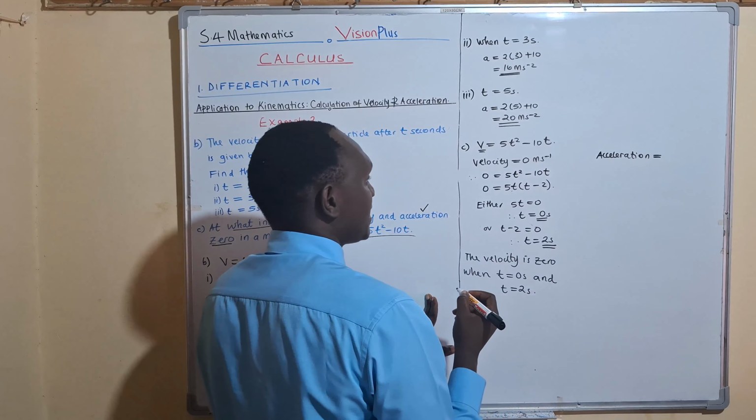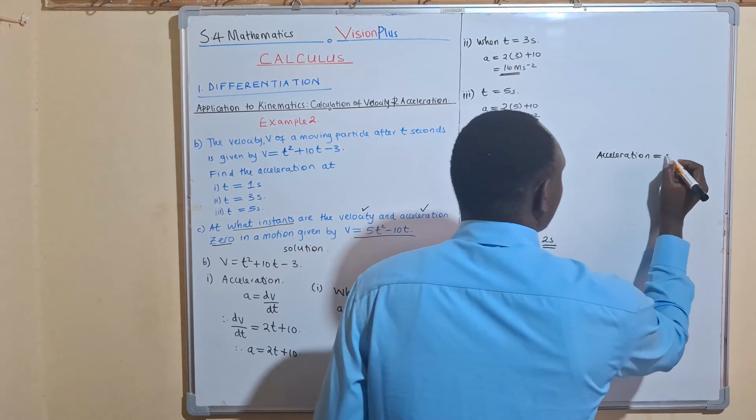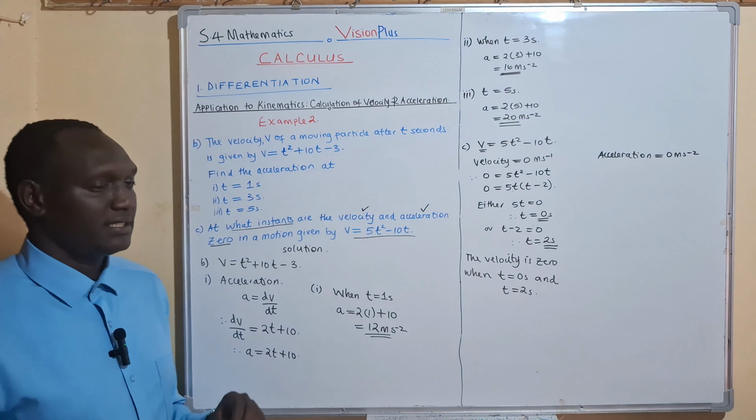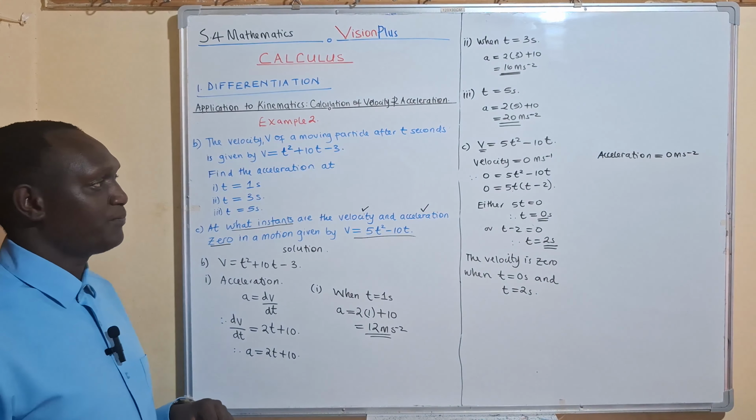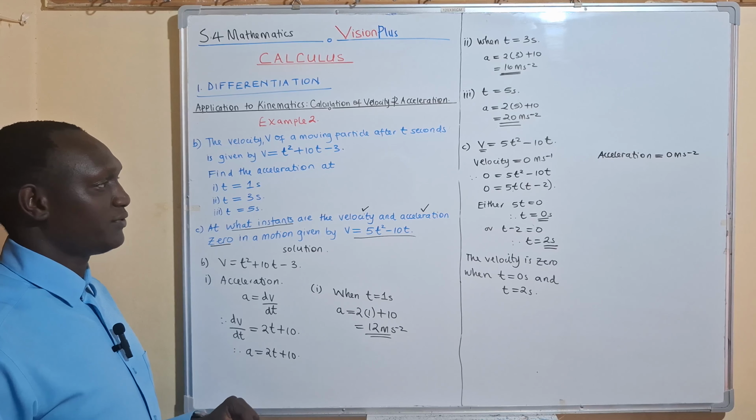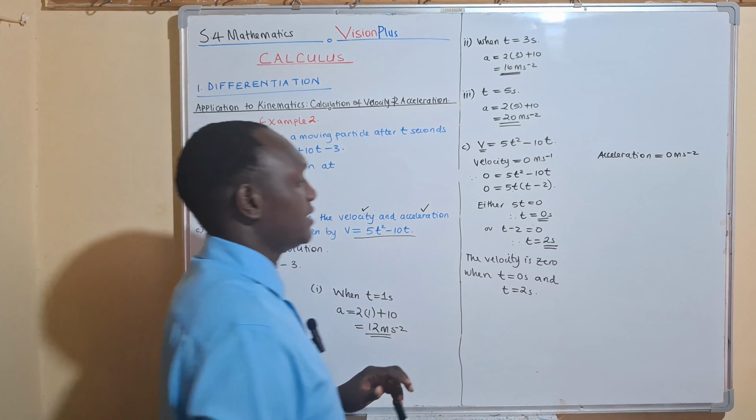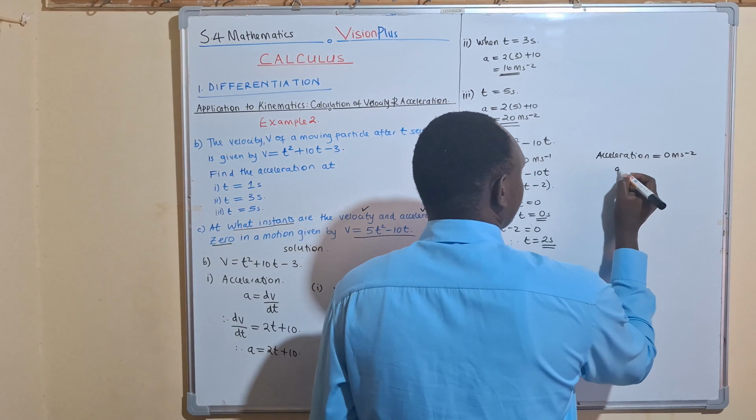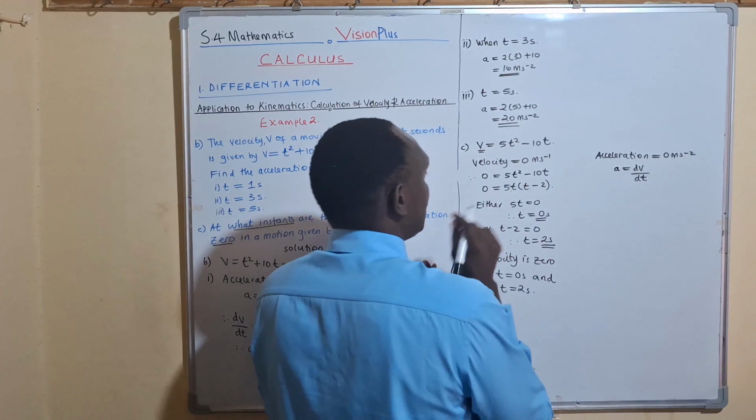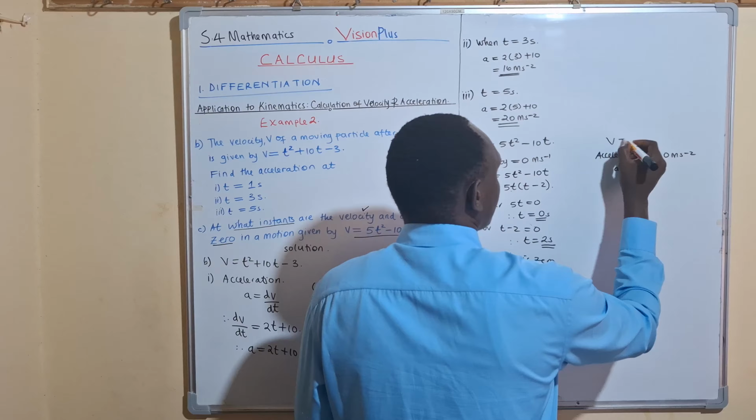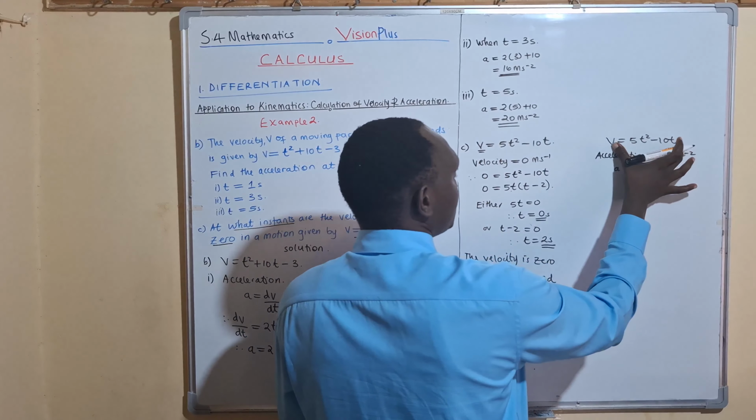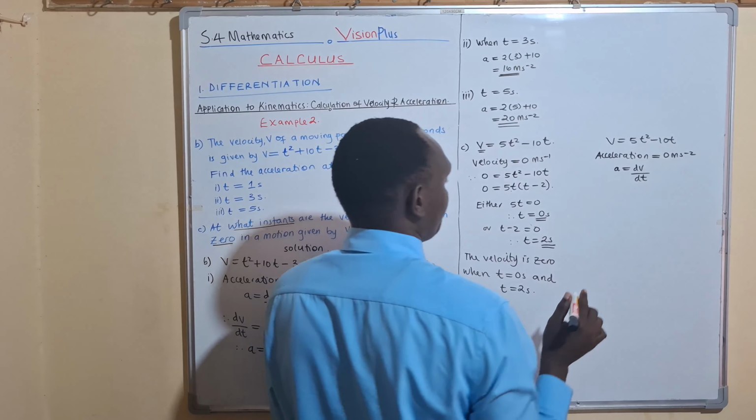Let's get the instance when the acceleration is 0 meters per square second. Let's get the time when the acceleration is 0. Now, for us to get the time, we need the expression for acceleration at any time t. What is acceleration? Acceleration is the rate of change of velocity, which is dv/dt. We have the expression for velocity as 5t squared minus 10t. So we can find the dv/dt here. It gives us the expression for acceleration.